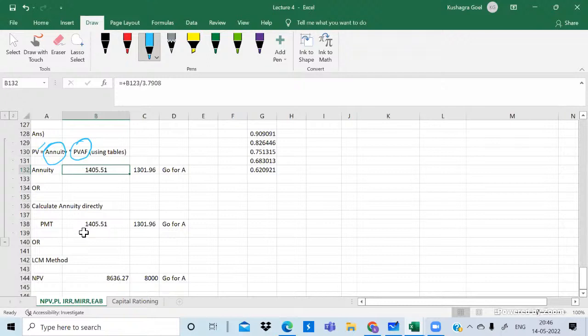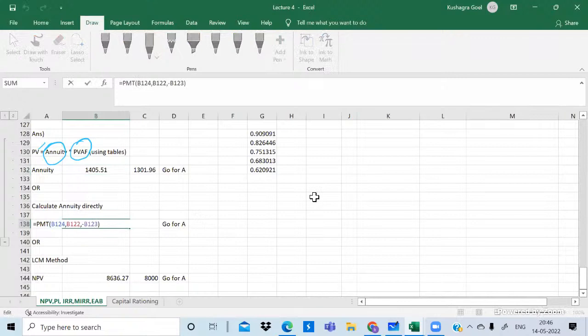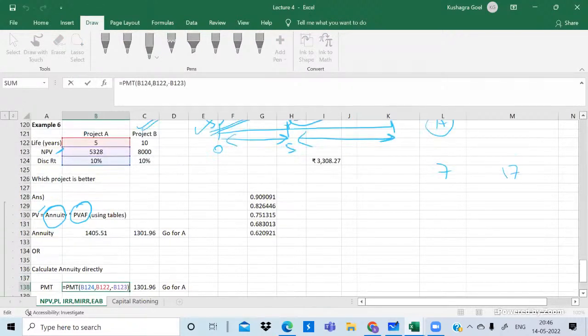Alternatively, you can directly do it using the PMT function. This is the question: can't we use the PMT and get it? You can directly do it. You can use annuity and you can get the answer. So I need to calculate the annuity. So what will be my annuity? Let's calculate the annuity. How do you calculate annuity?